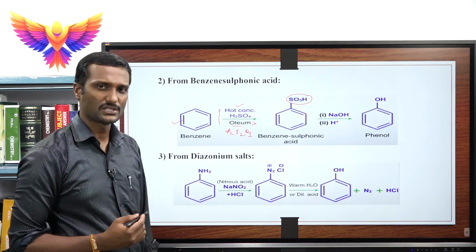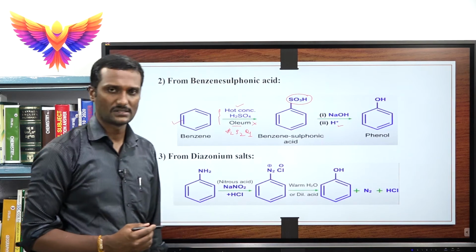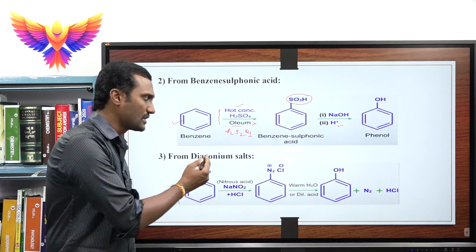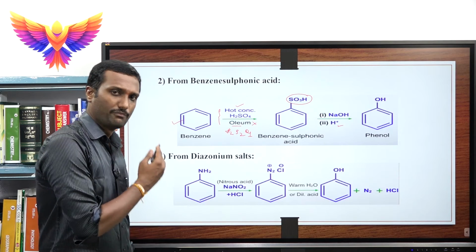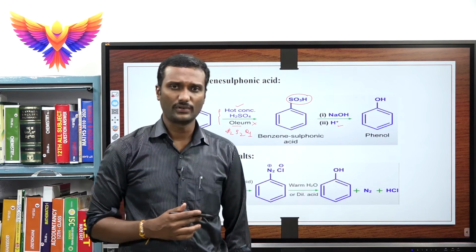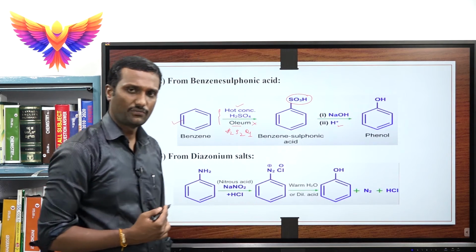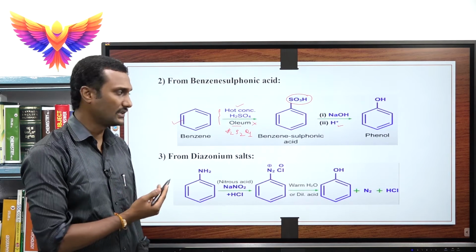Further, when it reacts with sodium hydroxide followed by acidification with acid, we get phenol. This step is also very simple. From benzene, using oleum, we get an intermediate called benzenesulphonic acid. Again, when you add sodium hydroxide followed by acidified water or acid, you get phenol.